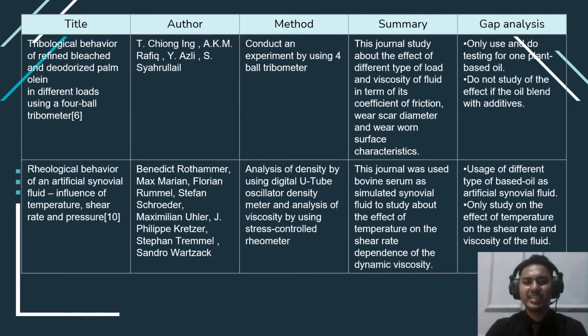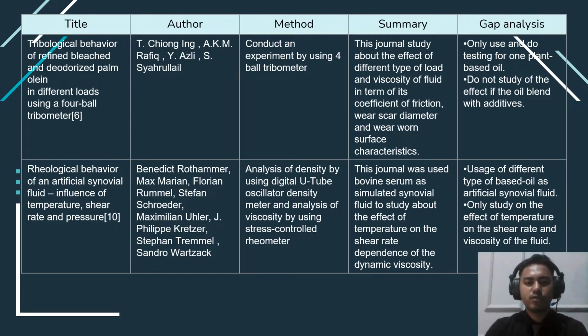Next is the journal paper written by T. Cheong Ing. In the journal, he conducted an experiment using a 4-ball tribometer to study the effect of different types of fluids and viscosity of fluid in terms of coefficient of friction, wear diameter, and worn surface characteristics. But there is still a gap between his project and mine. First, he only used and tested one plant-based oil, which is refined bleached and deodorized palm oil. He also did not study the effect if the oil were blended with additives such as hyaluronic acid.